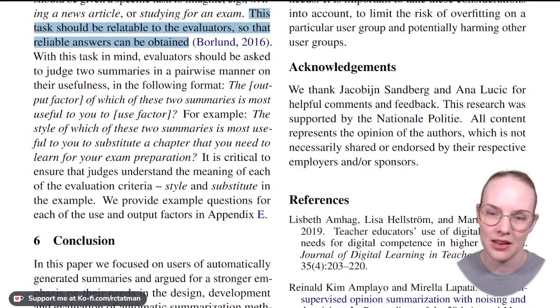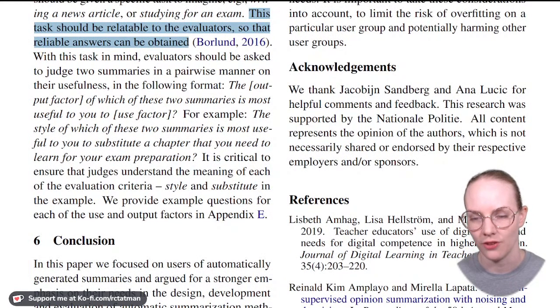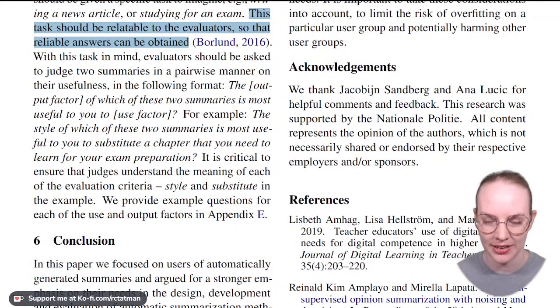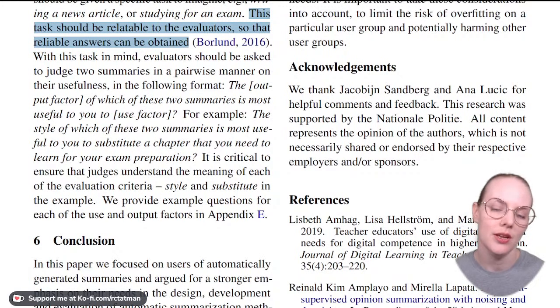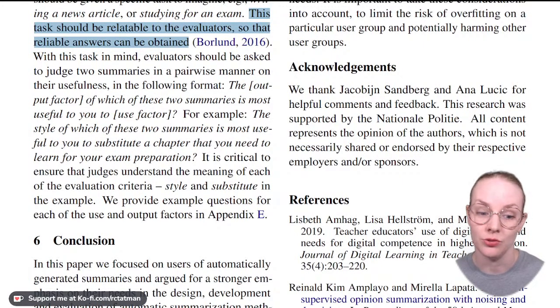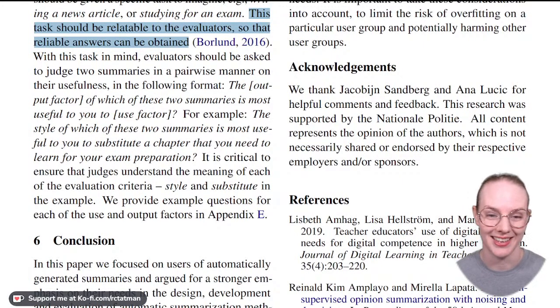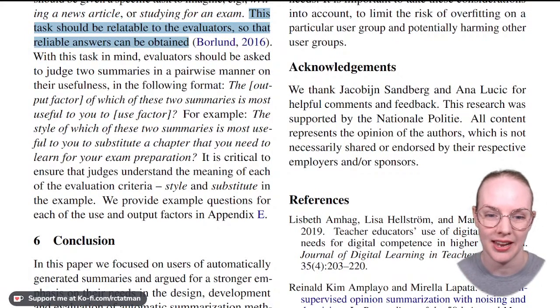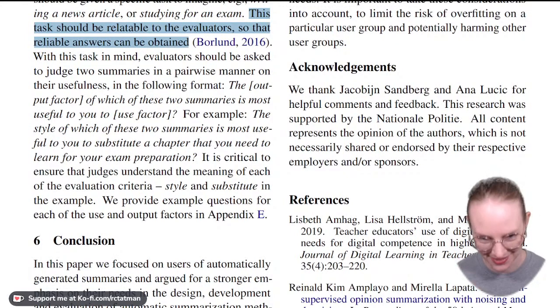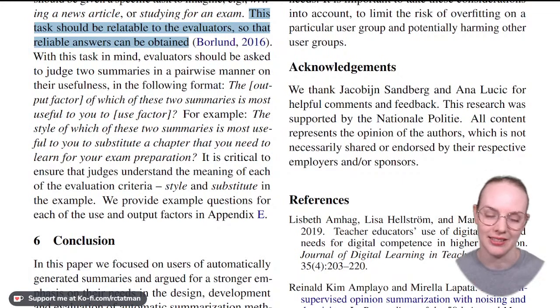With this task in mind, evaluators should be asked to judge two summaries in a pairwise manner on their usefulness in the following format. The output factor of which of these two summaries is most useful to use factor. For example, the style of which of these two summaries, you would definitely need to define style in this context, is most useful to you to substitute a chapter that you need to learn for your exam preparation. It is crucial to ensure the judges understand the meaning of each of the evaluation criteria, style, and substitute in this example.